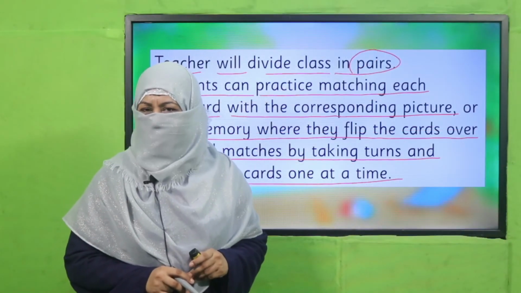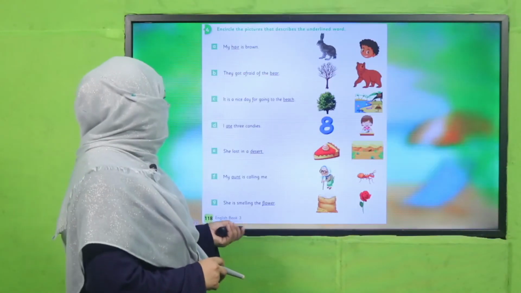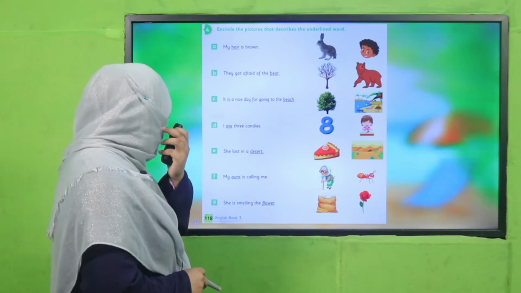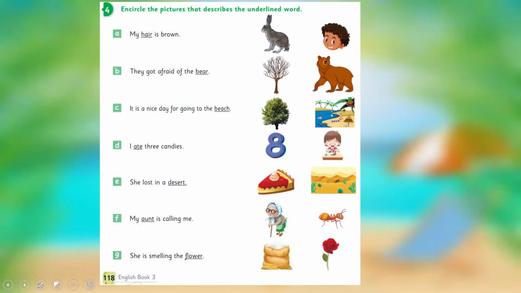Yes, my dear students, are you done with it? Good job. So let's practice it from your book. All of you open your book on page number 118. What you are going to do, you will encircle the picture that describes the underlined word. It's very interesting. You will read the sentence and find out which of these 2 goes with the sentence. My hair is brown.